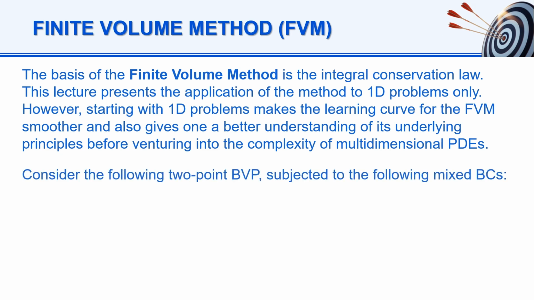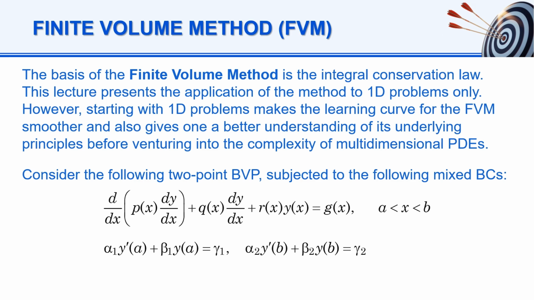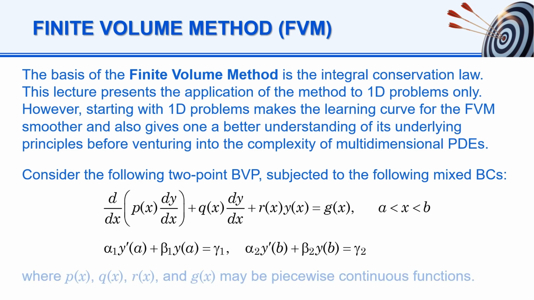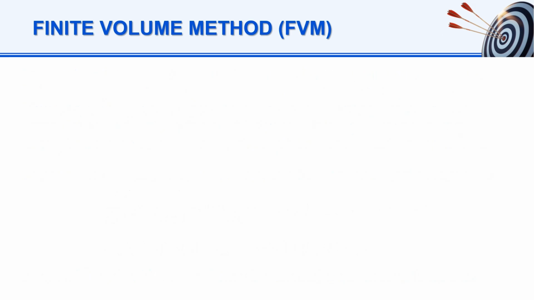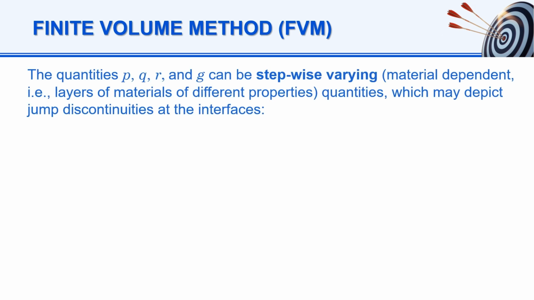Consider the following two-point boundary value problem, subjected to the following mixed boundary conditions, where P, Q, R, and G may be piecewise continuous functions. The quantities P, Q, R, and G can be stepwise varying, material-dependent, i.e., layers of materials of different properties, which may depict jump discontinuities at the interfaces.